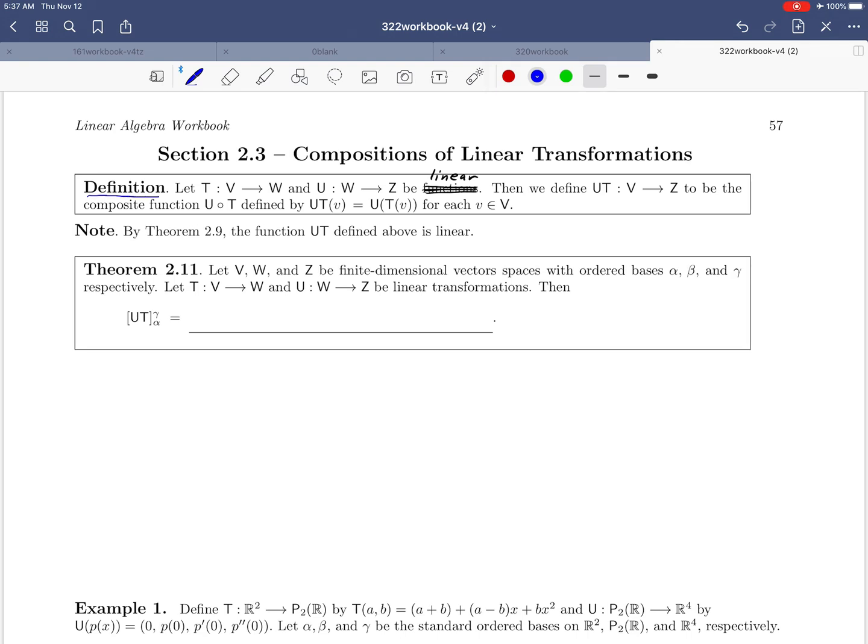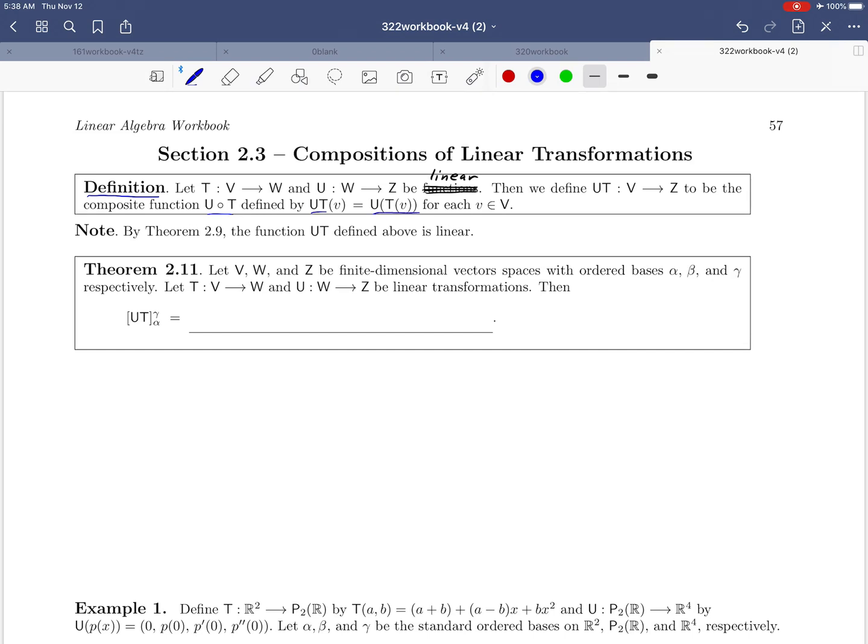Let T go from V to W and U going from W to Z both be linear transformations. We're going to define a new transformation called UT that goes from V to Z, and it's simply going to be the composition of the two linear transformations together, U composed with T. That's ordinary function composition that you've already learned about in previous courses. And just to emphasize, when we write UT, that's representing U of T of v.